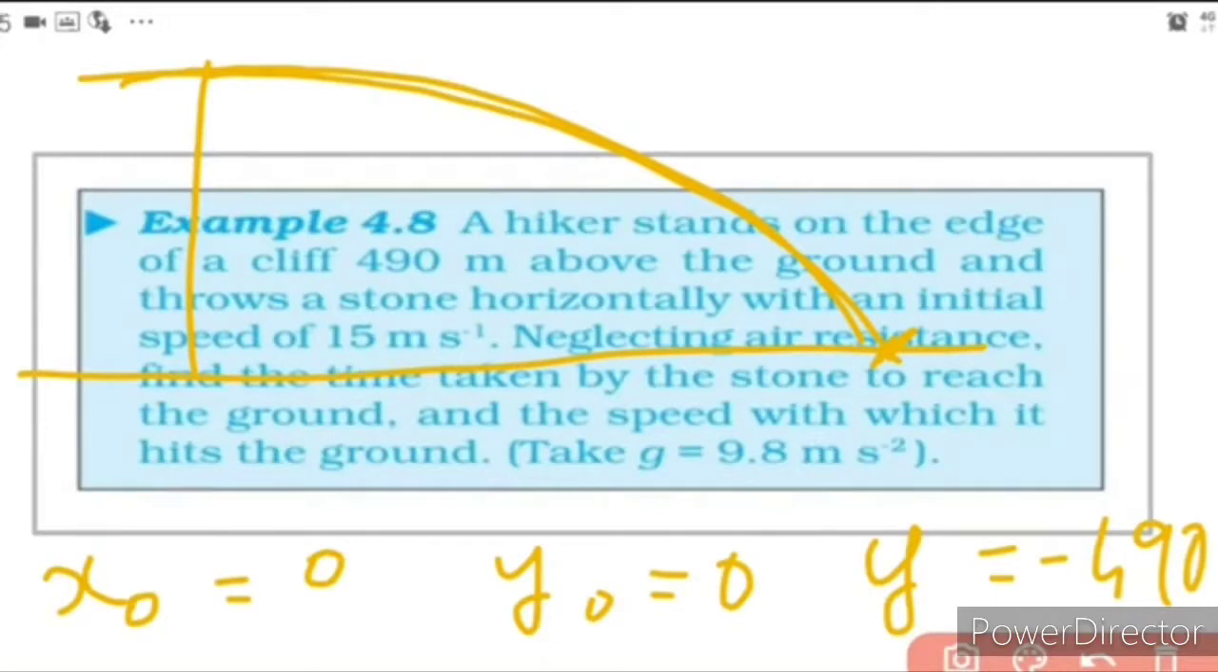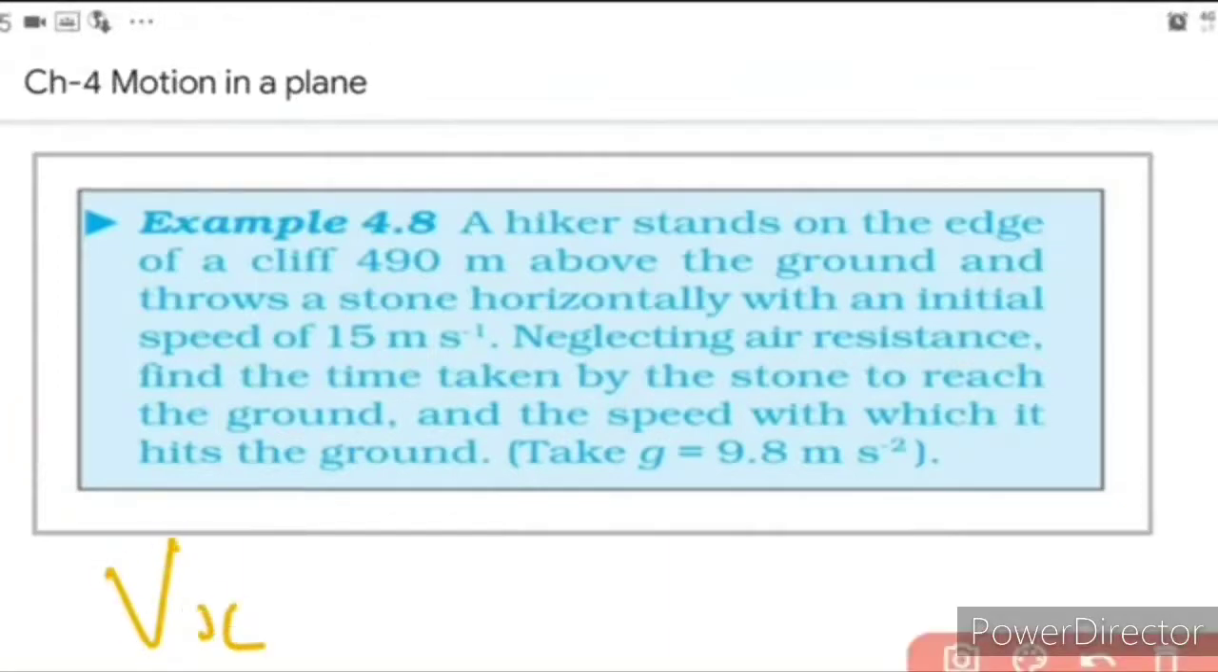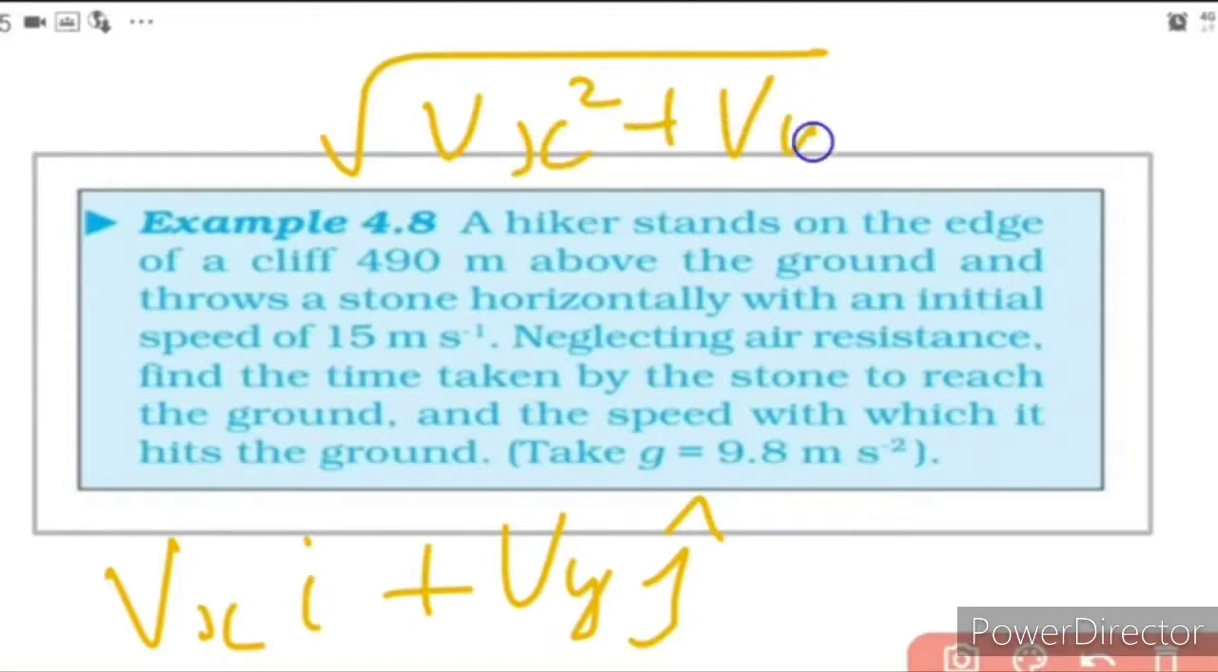So we have to use the equations of motion in a plane, not exactly the equations of projectile motion, because this is not complete projectile motion. Okay, like that we have to solve. We are asked to find the speed. So we know if the velocity is Vx i plus Vy j, the speed is given by root of Vx square plus Vy square. This is the way we can find the speed.